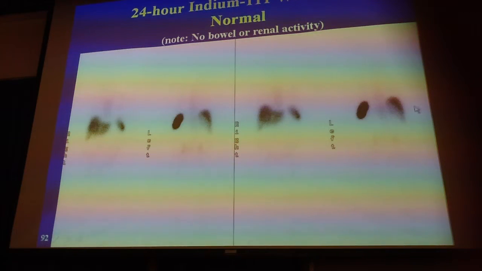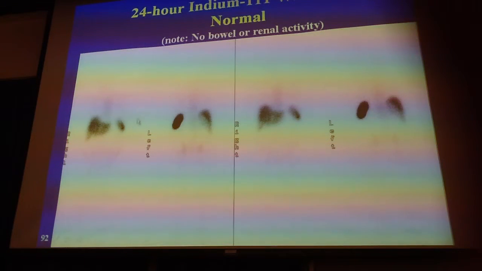Now this is the normal distribution of what you would expect on an Indium scan. You notice that bone marrow, liver, and spleen are really hot. Spleen is really hot, and that's typical. But again, notice there's no bowel or renal activity. If I use gallium, then I can have renal activity, so I don't know if I've got a kidney infection or just the normal excretion of the gallium.